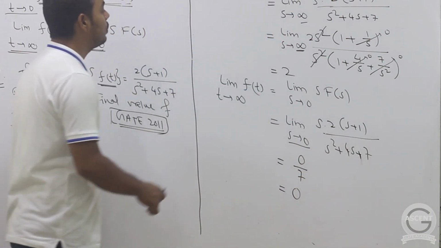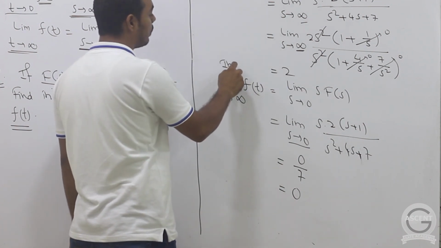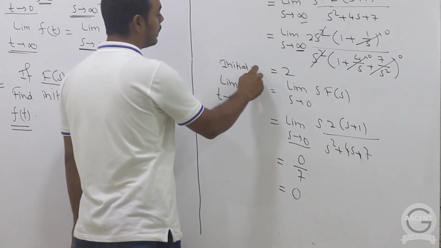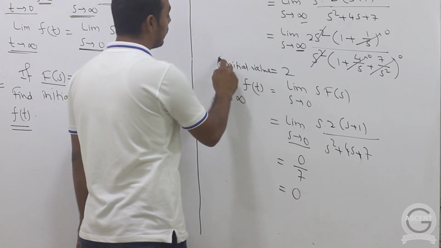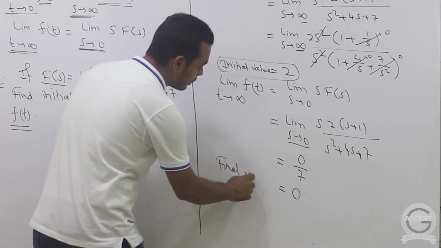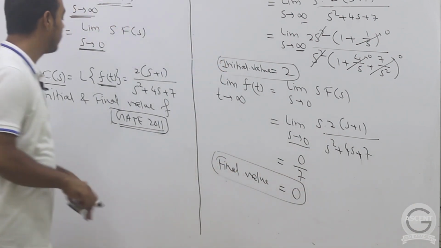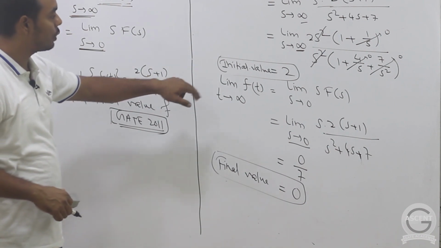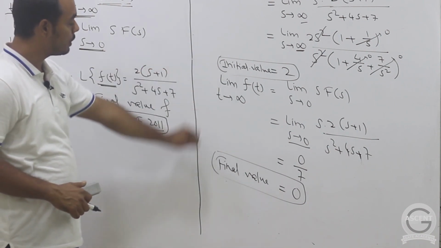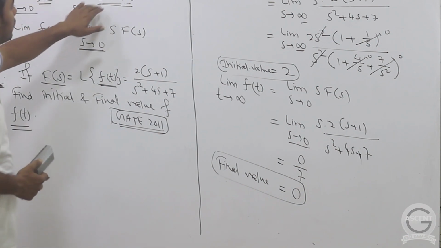So initial value will be 2. This thing is initial value. So initial value of f of t is 2, and the final value of f of t is 0. In the problem options were given, so you can find the correct option. The answer is initial value is 2 and the final value is 0. So this theorem was initial and final value theorem.